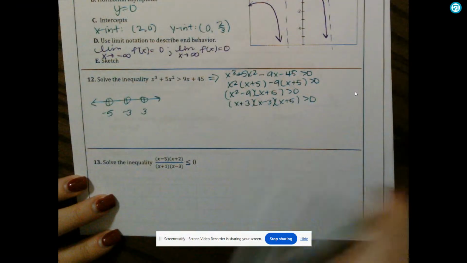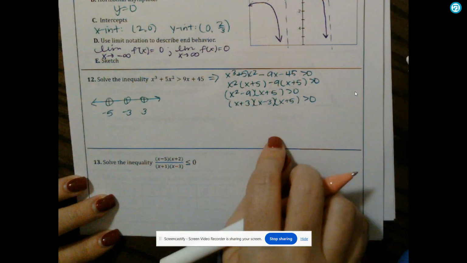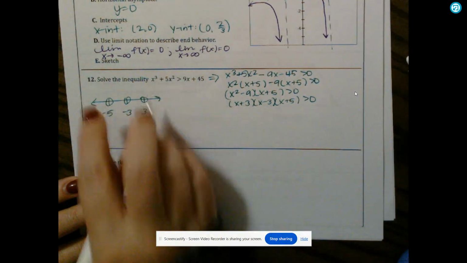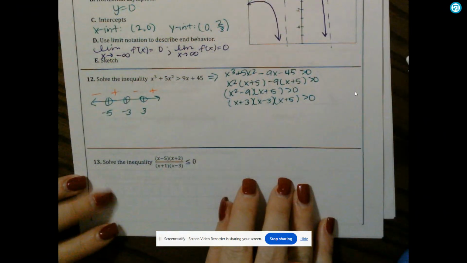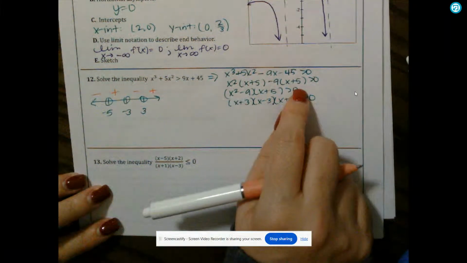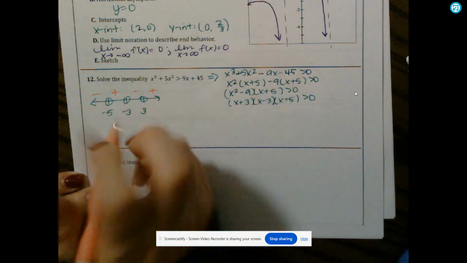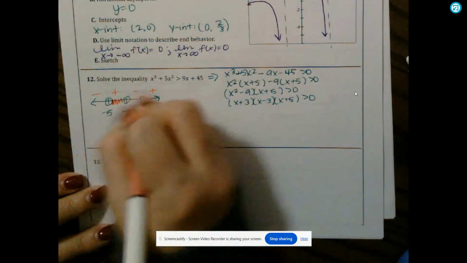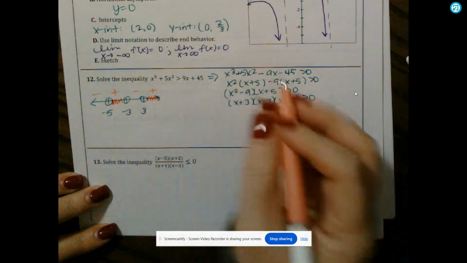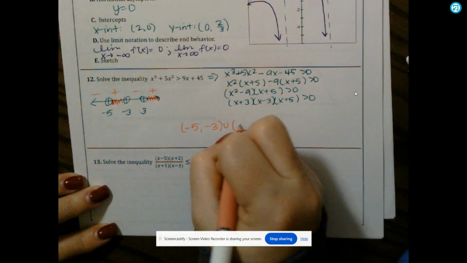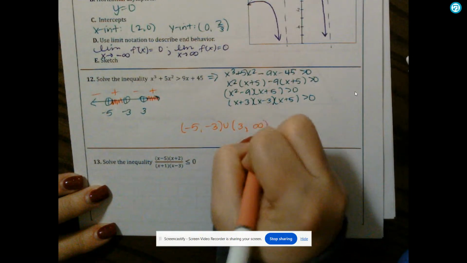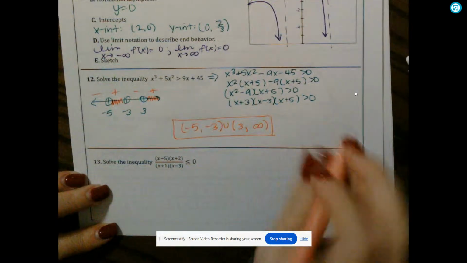So we're good there. And then sign analysis, if you pick a really, really big number either way, odd dots are going to change. So everything's going to change and you should end up with that sign analysis right there. If it's asking for when it is greater than 0, you're looking for this area and this area. So that's going to be from -5 to -3, union 3 to infinity. It did not say equal to, so we use parentheses, not brackets.